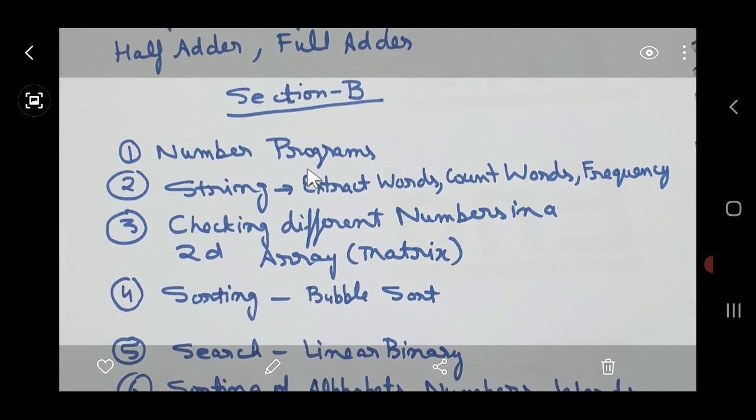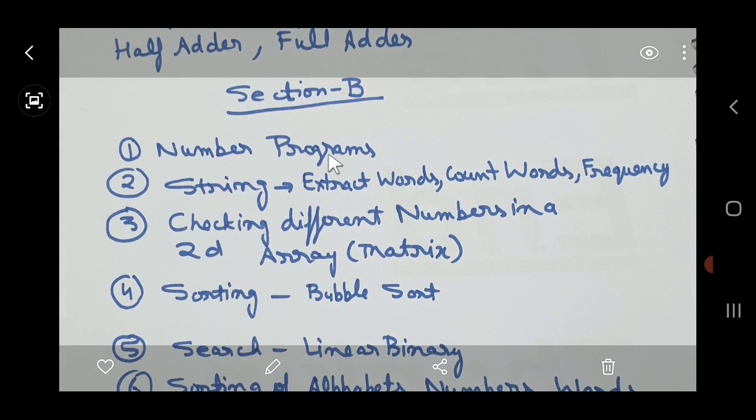After that comes the programming part, that is section B. Three questions from this. There are number programs and string programs: extracting words, counting words, frequency of different words, frequency of different characters, frequency of vowels, frequency of consonants. All these things are there with strings, right? Palindrome. After that, checking different numbers in a 2D array, that is a matrix. Suppose I want to check how many numbers in the given matrix are palindrome or even or odd, whatever. The concept will be the same, only you have to perform it upon the matrix using functions.